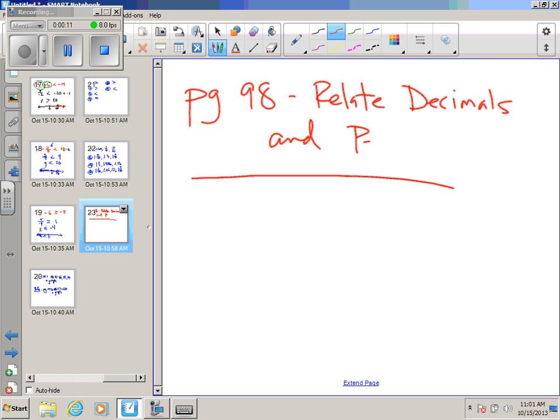Relate decimals and percents. We have gotten through saying that every fraction can be written as a decimal, and every decimal can be written as a fraction. The one part that we have left out up until now is how percents relate to everything.